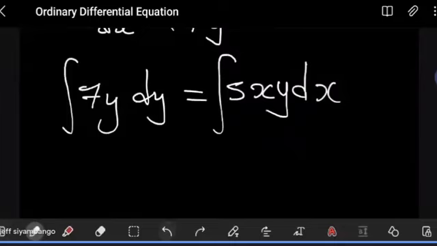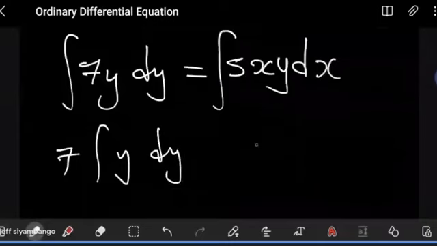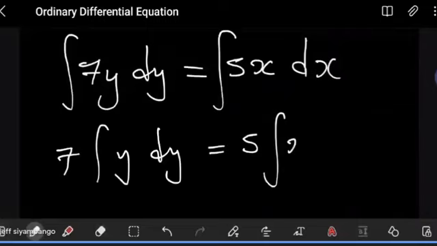So here we can integrate this. 7 here is a constant, so you can bring it out. We just have the integral of y with respect to y. 5 here is also a constant. I forgot that y placed there. So 5 here is a constant, so this is just x dx. So you perform the integral now.